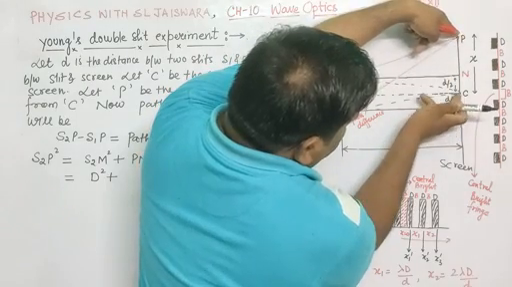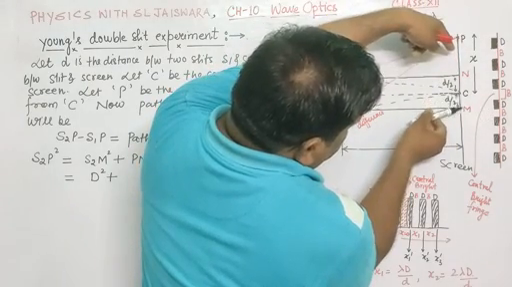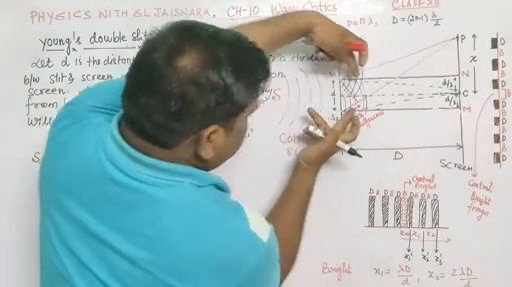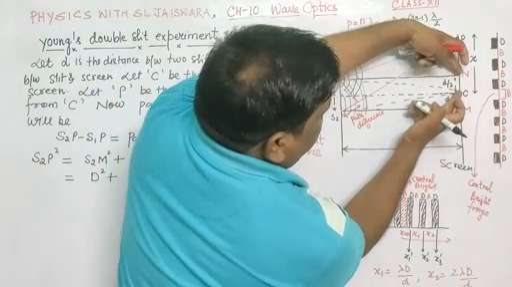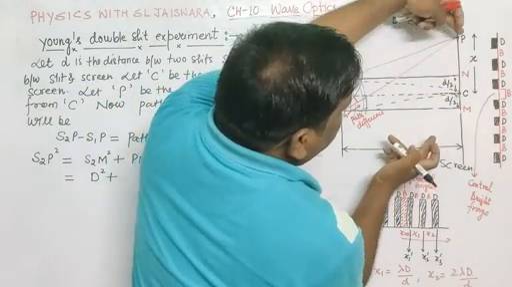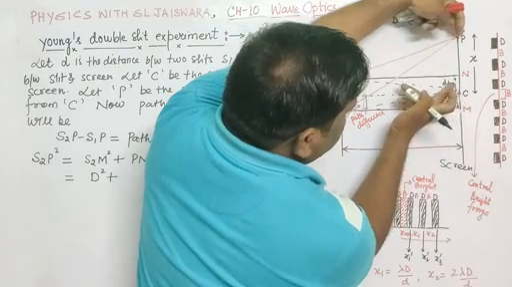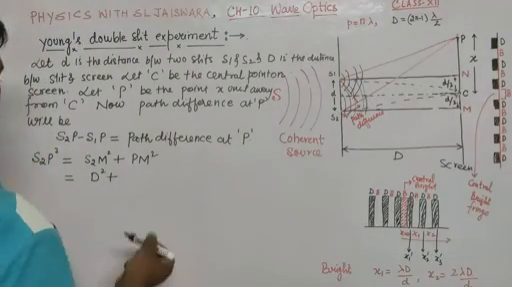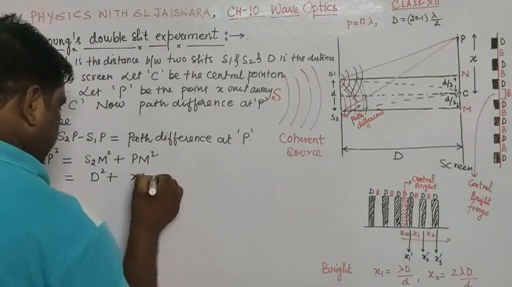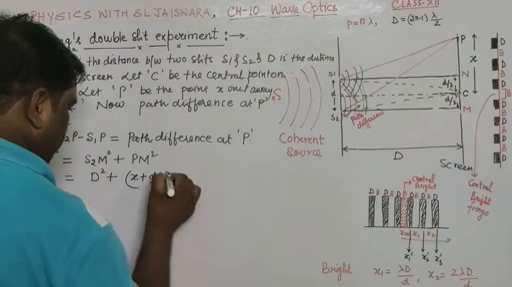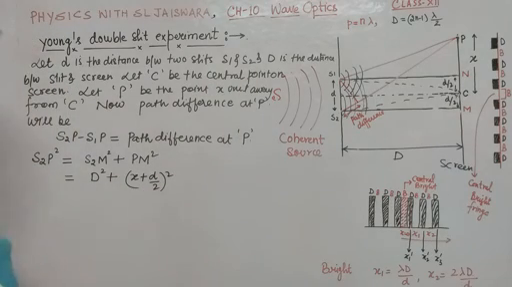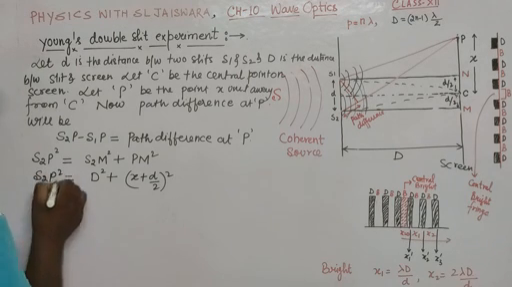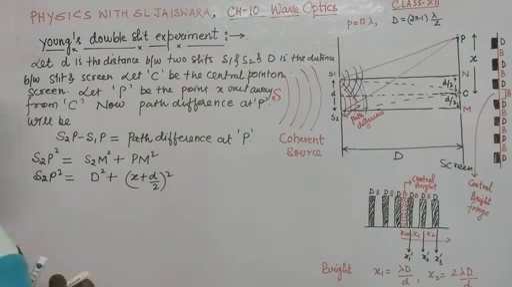PC is equal to x. What about this length, CM? See, this total is d, so this will be d by 2 and this will be d by 2. So PM will be equal to PC plus CM, that is x plus d by 2. So write down (x plus d by 2) whole square. Got my point? Very good. So this is S2P square. Similarly, let us find out the other.